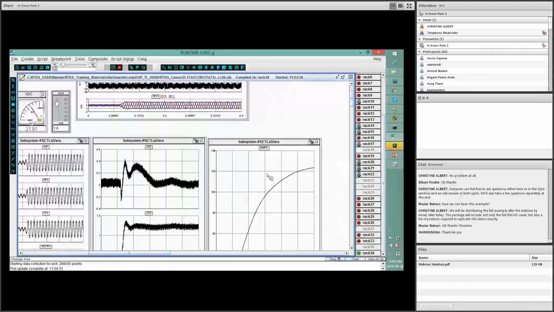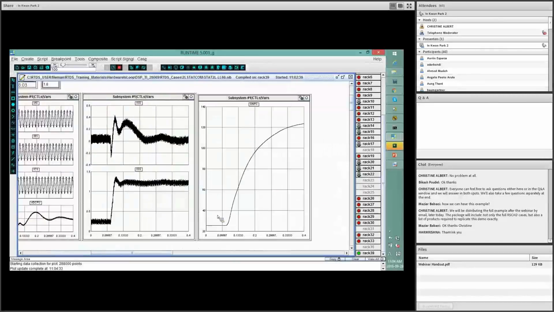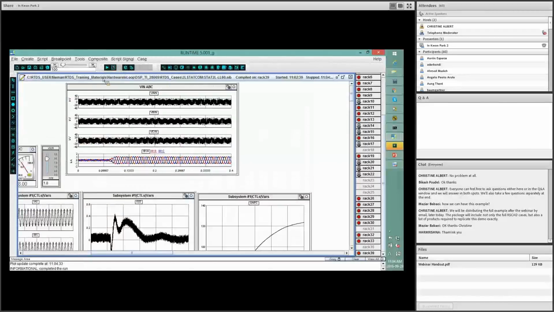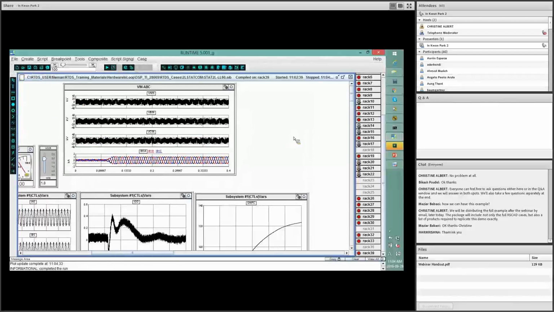Now the Q production goes high again in order to compensate for that extra load coming into the system. And at the same time, we can see that the branch current becomes quite high. So this is a very simple demonstration of a standalone STATCOM system. After this webinar, you will be able to get all the necessary files for this simulation case.